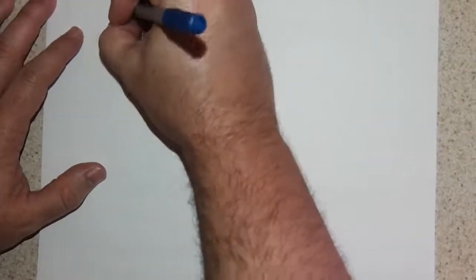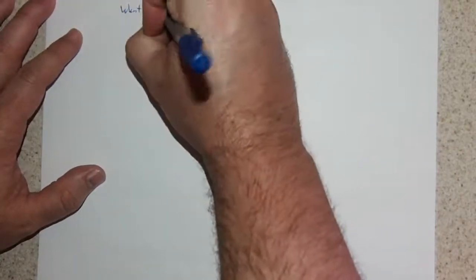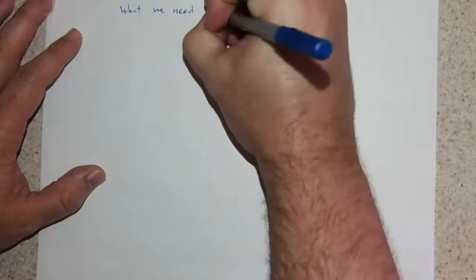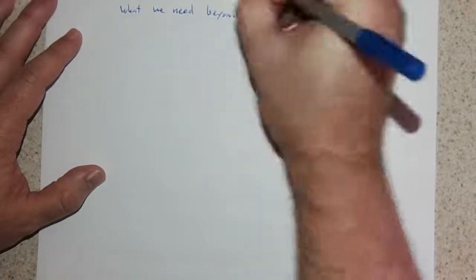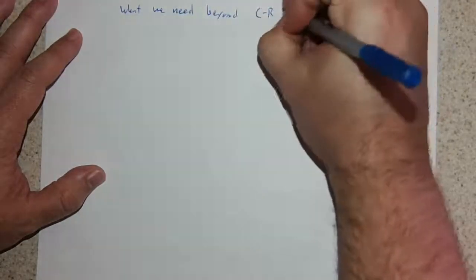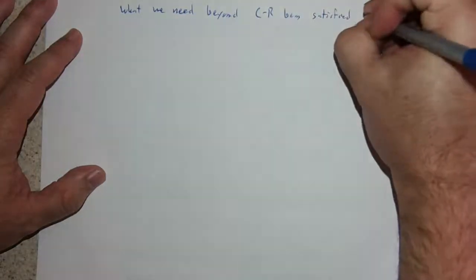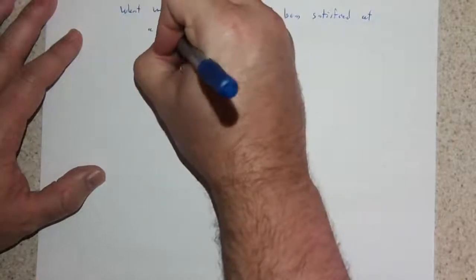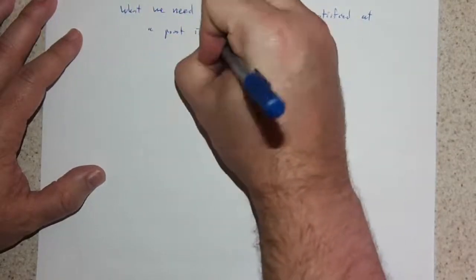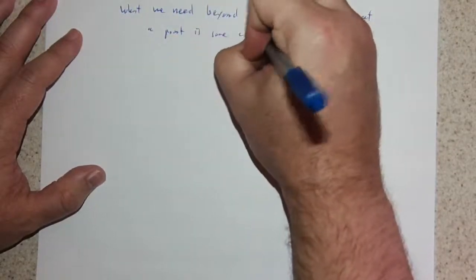Okay, and so what does this say? Basically, what we need beyond Cauchy-Riemann being satisfied at a point is some conditions on continuity.